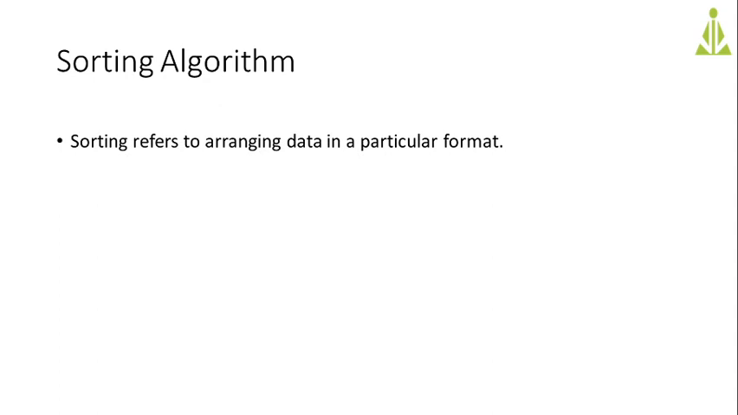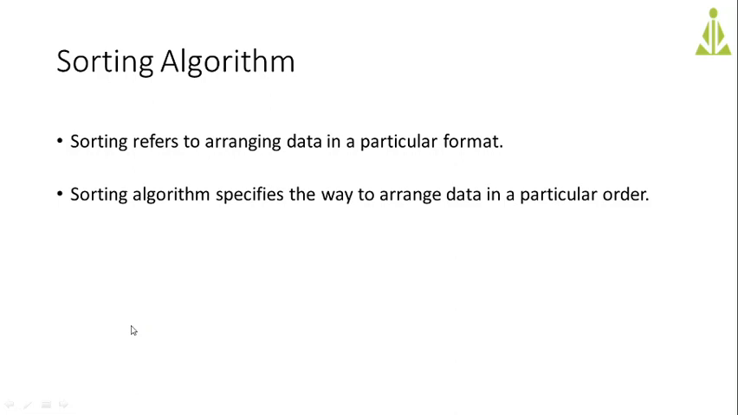What is a sorting algorithm? Sorting refers to arranging data in a particular format, ascending order or descending order. Sorting is to be placed like in a sequence. A sorting algorithm specifies the way to arrange data in a particular order. Whatever order you want to select, you can select and arrange the data in that specific way. Sorting.